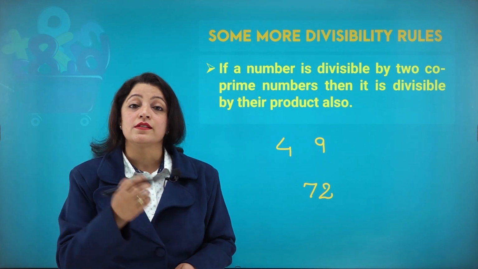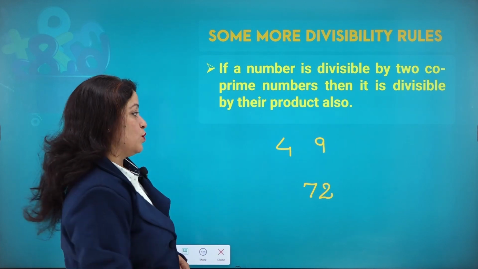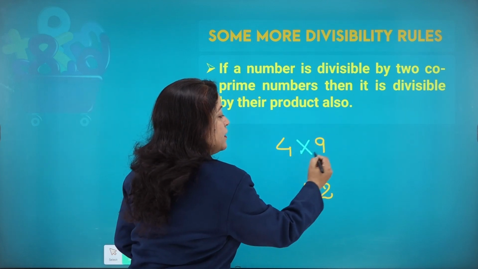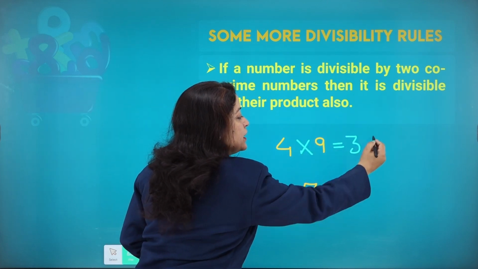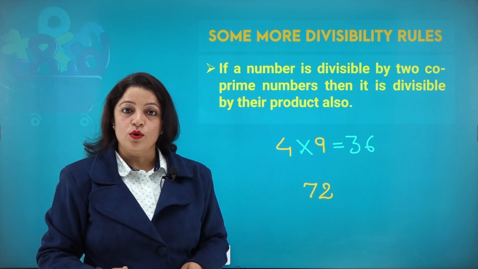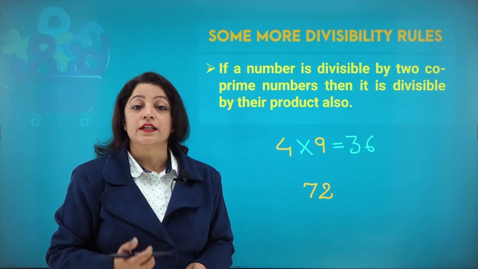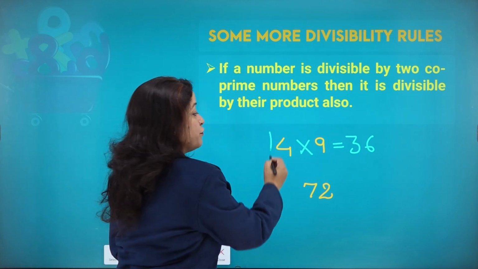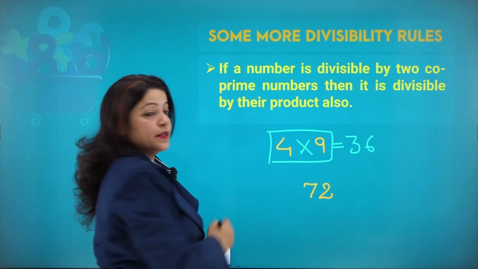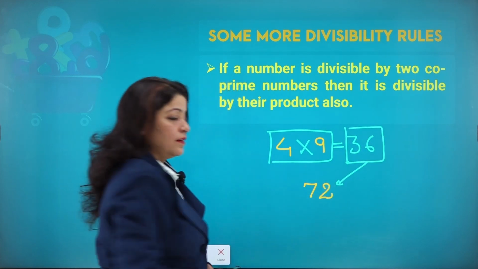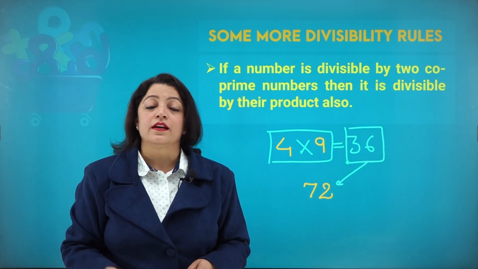That means it is divisible by its product also. Now if I multiply 4 and 9, the result will come out to be 36. So 72 will also be divisible by 36, the product of the co-prime numbers. Similarly, you can take any other number.